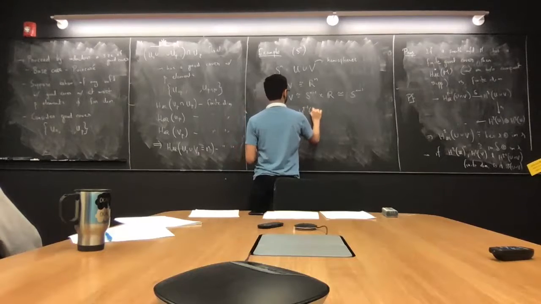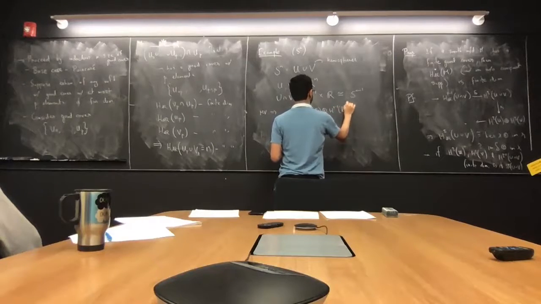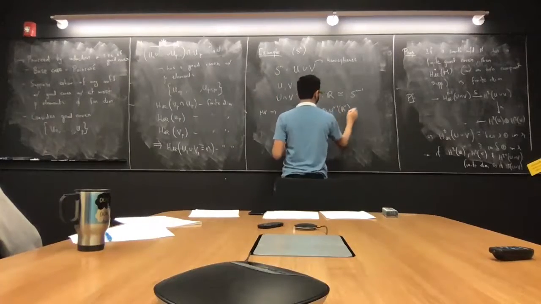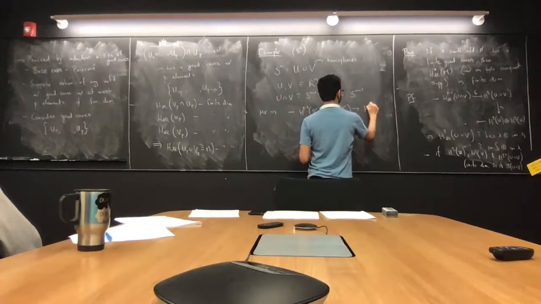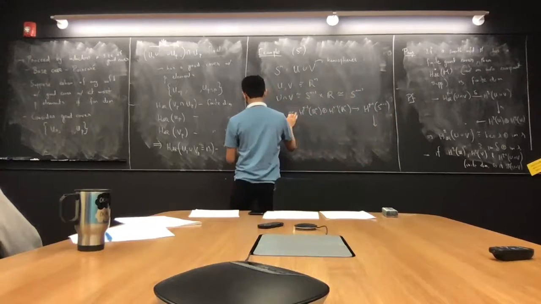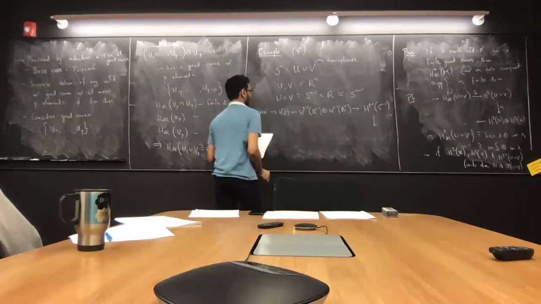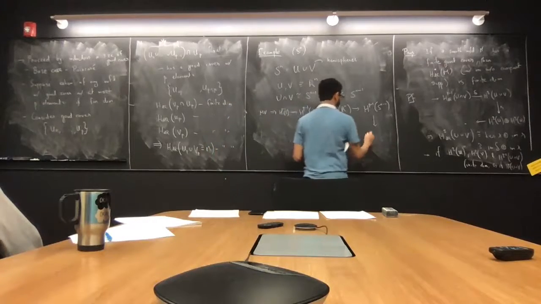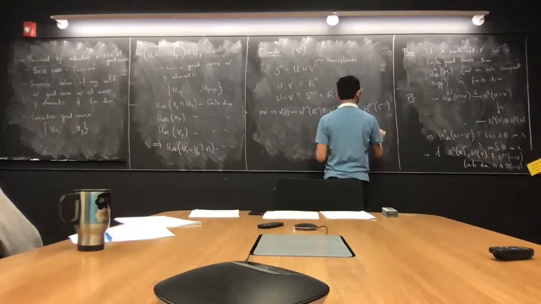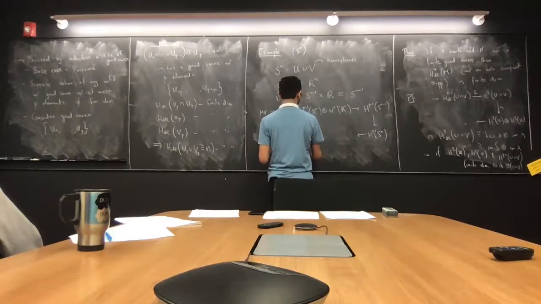Hp minus 1 Rn, direct sum Hp minus 1 Rn for U and V individually, maps to Hp minus 1 Sn minus 1. There's an Hp minus 1 Sn here too. Maps to Hp of Sn, which maps to the same thing with p instead of p minus 1.